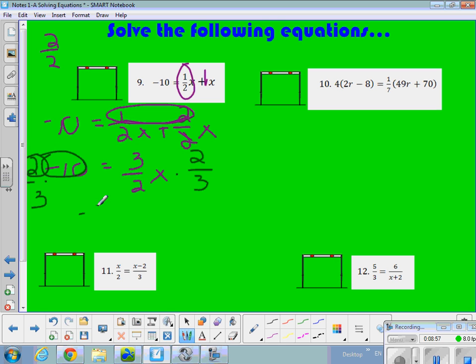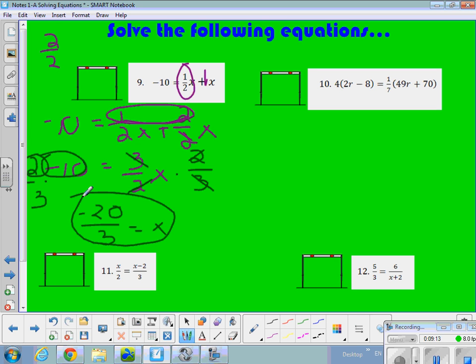That's going to give me -20 divided by 3 is equal to x, because this 2 cancels out and this 3 cancels out. Now I want you to leave it as -20/3. Fractions are okay. Notice we can't reduce that anymore, so we're going to go ahead and leave it just like that.